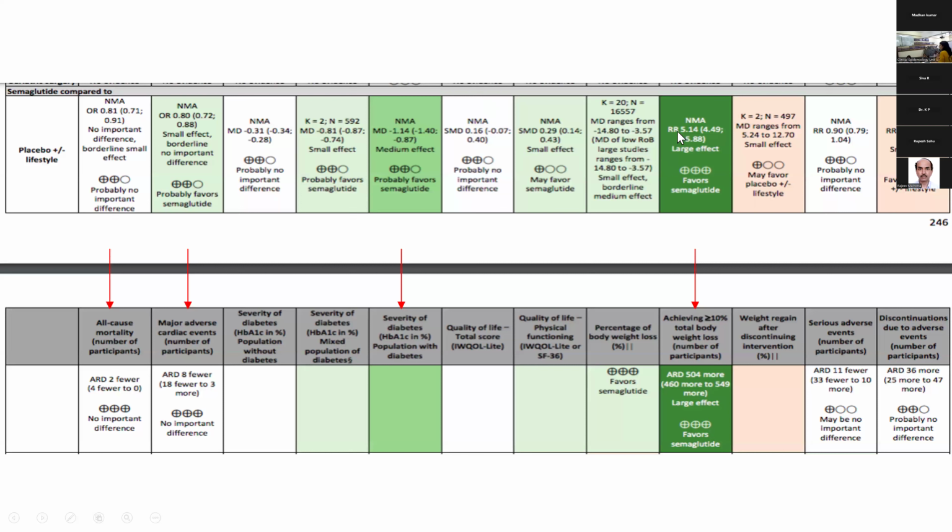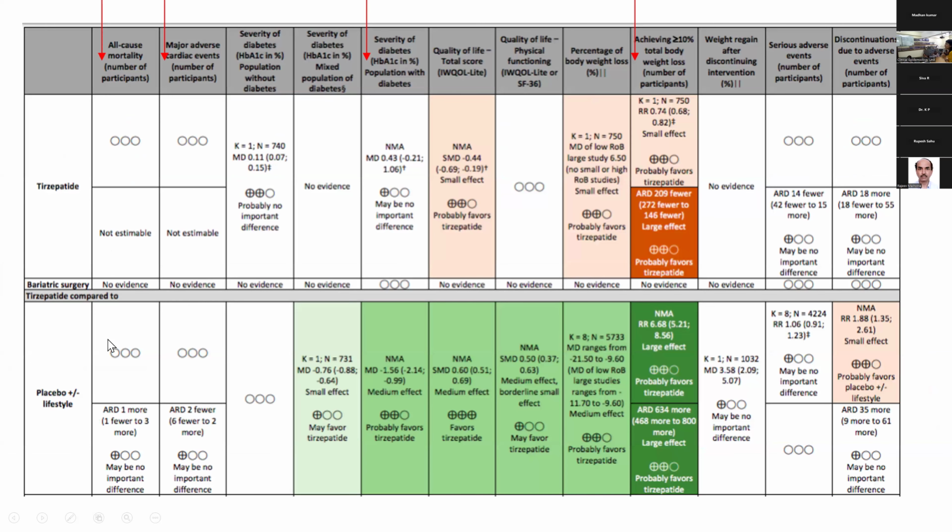Similarly, for our 10% body weight loss, it actually crossed the line of significance. And they had a lot of evidence and a high certainty of evidence. So that's why it's given in dark green. There was also some effect on a reduction of HbA1c in populations with diabetes when you compared semaglutide to placebo or lifestyle. Same thing I have done for tirzepatide.